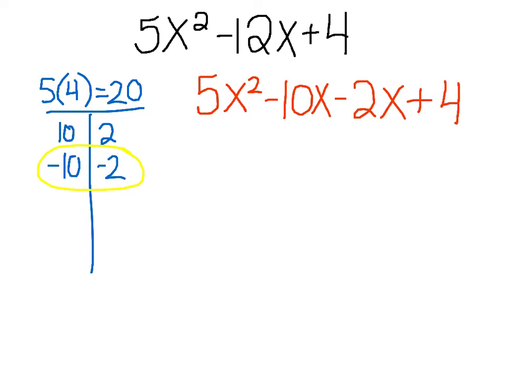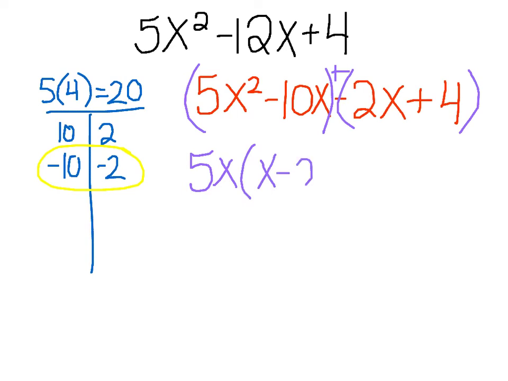Now that we have 4 terms, a polynomial, I'm going to group. Now remember, I said always group with a plus sign. So this negative right here is going to go inside the parentheses. Sorry, I kind of drew over it. Then you're going to take out the GCF. 5x squared minus 10x. The GCF is 5x. And I'm left with x minus 2.